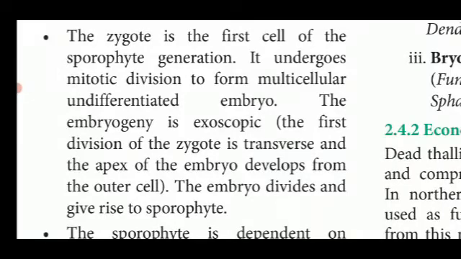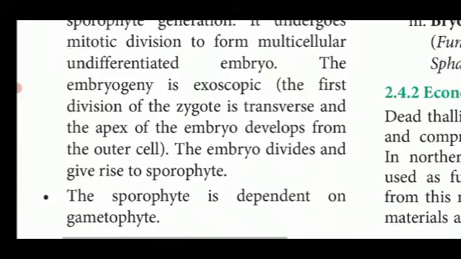The zygote is the first cell of the sporophytic generation. The spore producing plant body is called the sporophyte. So from the zygote, the sporophytic generation arises. It undergoes repeated mitotic division to form a multicellular undifferentiated embryo.